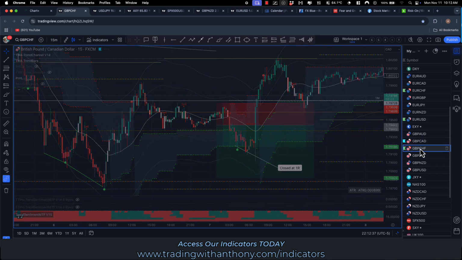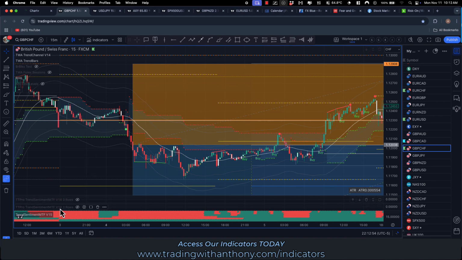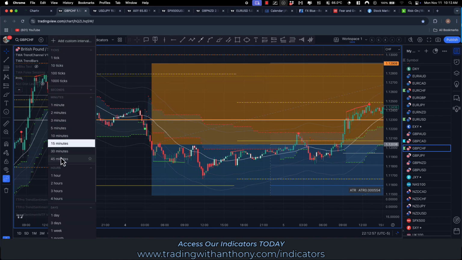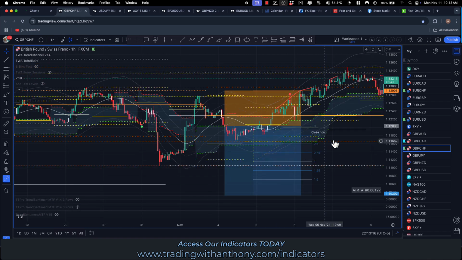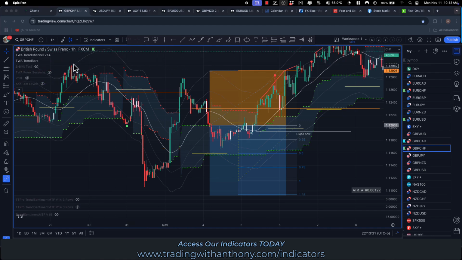Now, pound Swiss. Okay, we weren't using the indicators with this one. There's no sell signal here. I'll just take that out, go out to a 1 hour. We closed this slightly in profit. I was looking for a continuation of this here and this break of structure, and I thought we might see it continue.